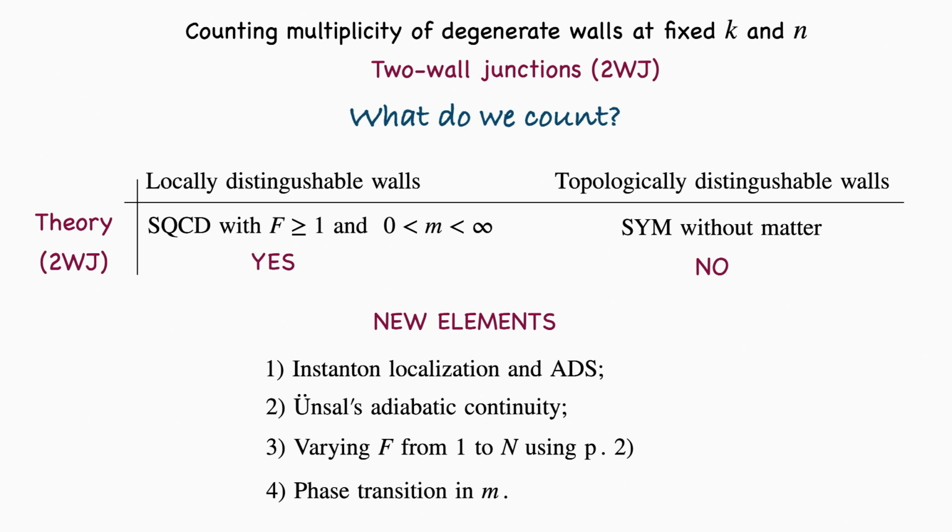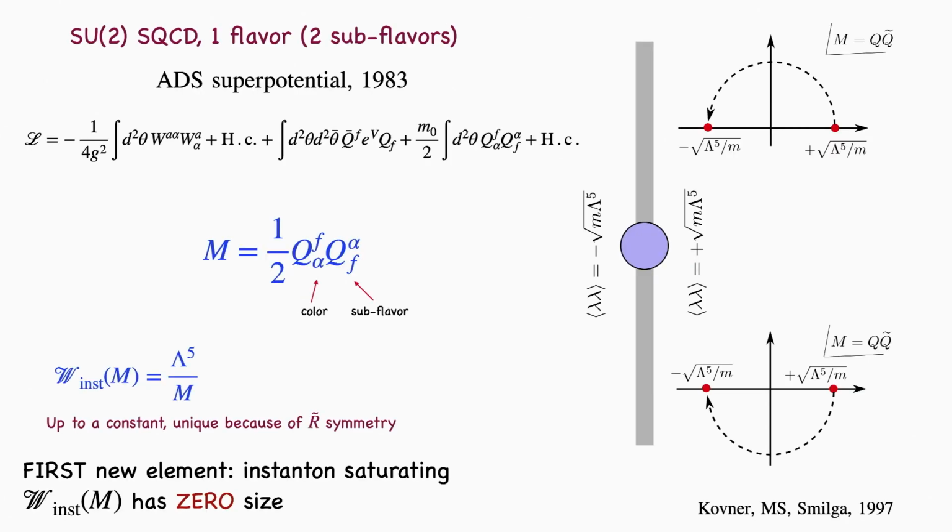So our task will be counting multiplicity of the general walls at given value of k and n. Of course, they are all degenerate because they interpolate between a certain pair of the vacua. There is the fixed central charge, and if they are BPS saturated, which we believe they are, these walls are all degenerate in itself. So I will come to this plot a little bit later.